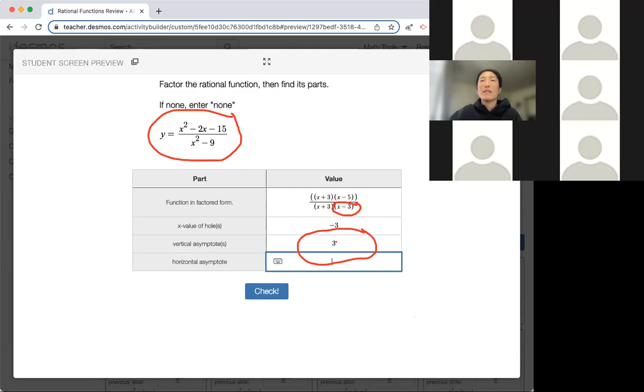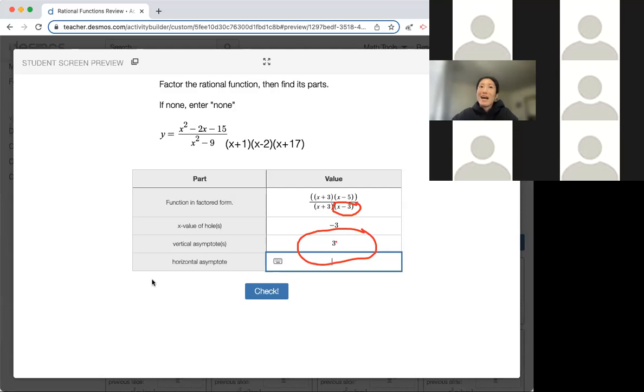Let me go to annotate. Okay, so if on the bottom I also had x plus 1, x plus 2, x plus 17, all in the denominator as well, then we would have vertical asymptotes at x equals negative 1, x equals negative 2, and x equals negative 17. Does that answer your question? Yes, thank you. Great.